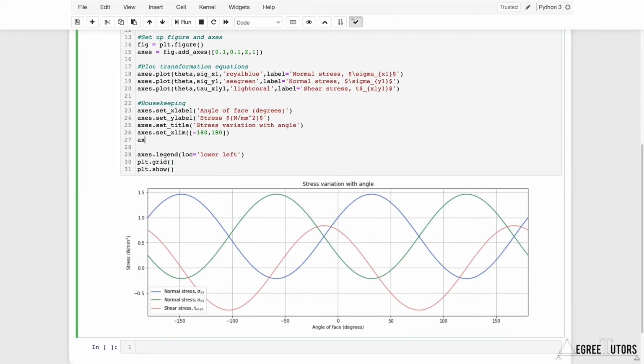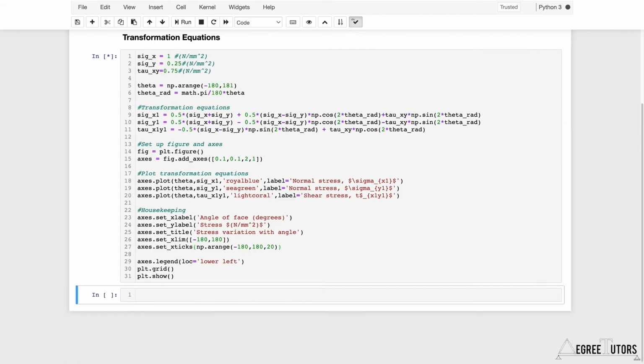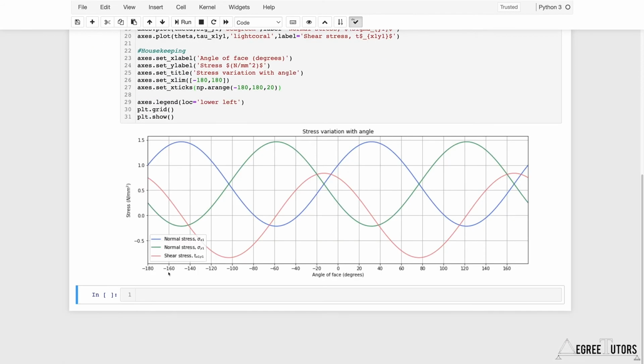Now what have I left to do? Let's set our ticks, so I'm going to say axes dot set x ticks. Now I'm going to pass in a numpy list. So np.arange, I'm passing into this numpy function. This is just going to generate a sequence of numbers that go from minus 180 to plus 180 in steps of 20. Yep, that gives me my ticks along the bottom here. So basically that is our equations plotted.